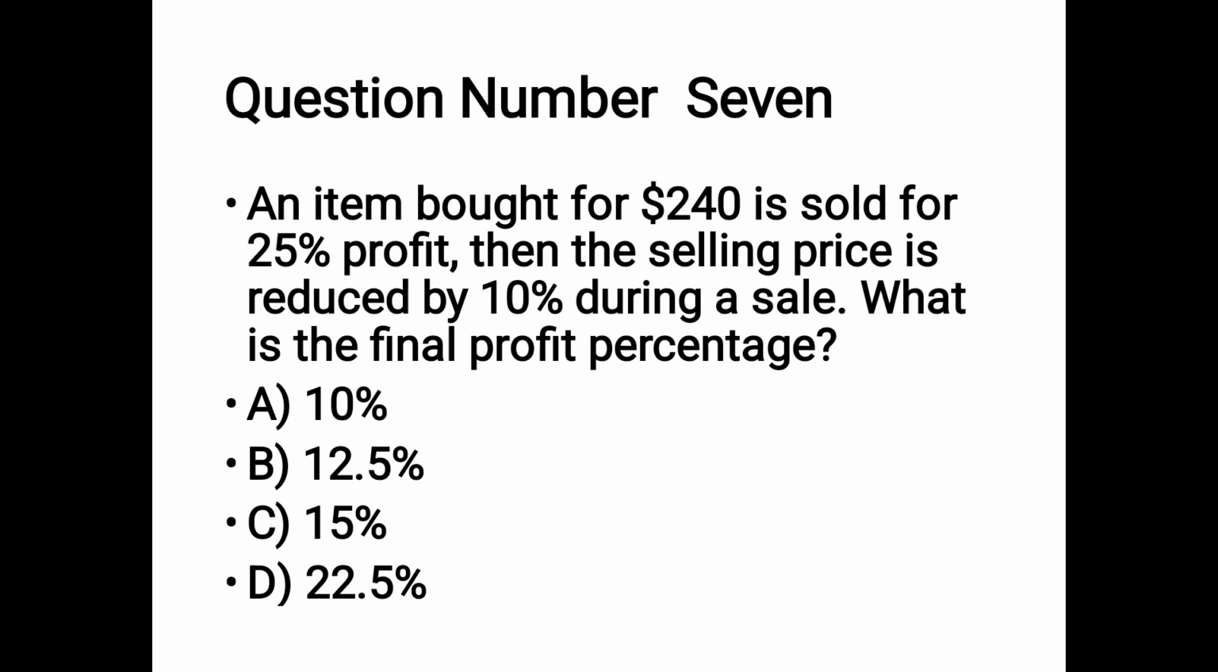Question number 7. An item bought for $240 is sold for 25% profit. Then the selling price is reduced by 10% during a sale. What is the final profit percentage? A. 10%. B. 12.5%. C. 15%. D. 22.5%.